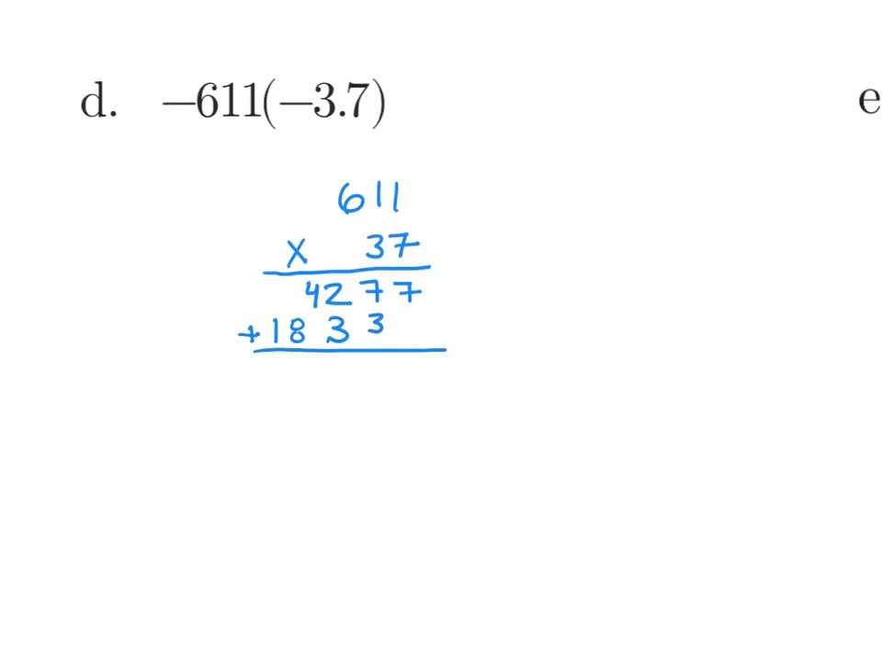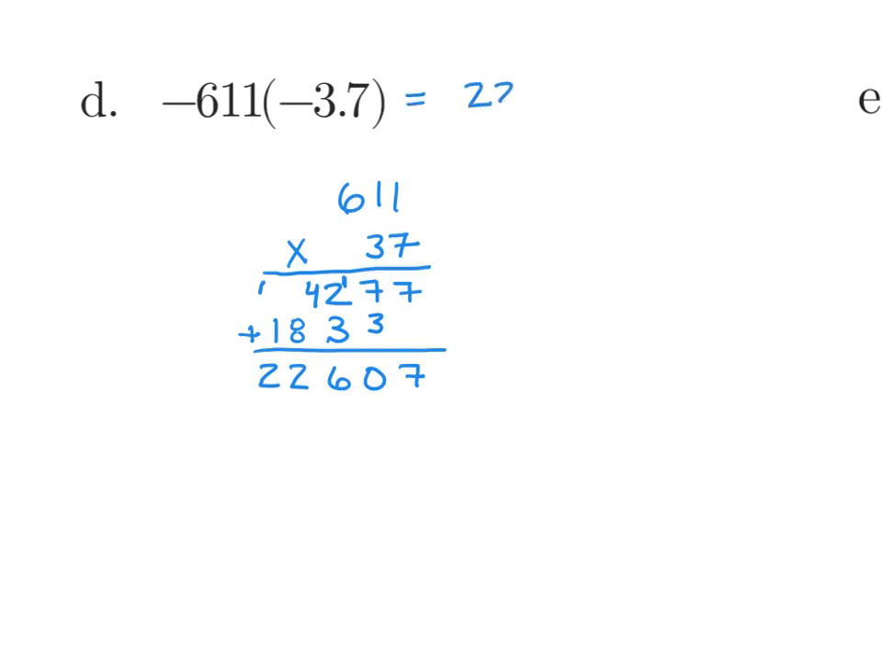All right, if we add, we get 7. 7 plus 3 is 10. We'll carry the 1. 1 plus 2 plus 3 is 6. 4 plus 8 is 12. Carry the 1. And 1 plus 1 is 2. How many decimal places do we have? The first number has no decimal places, and our second number has 1. So we need 1 decimal place in our problem.